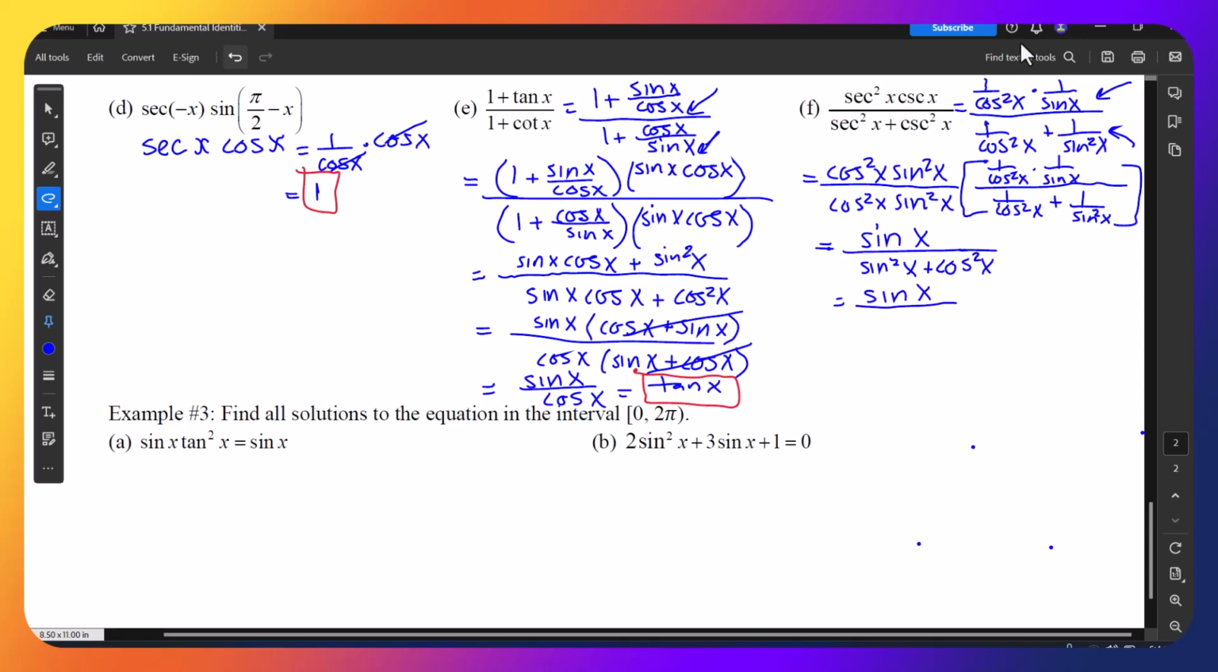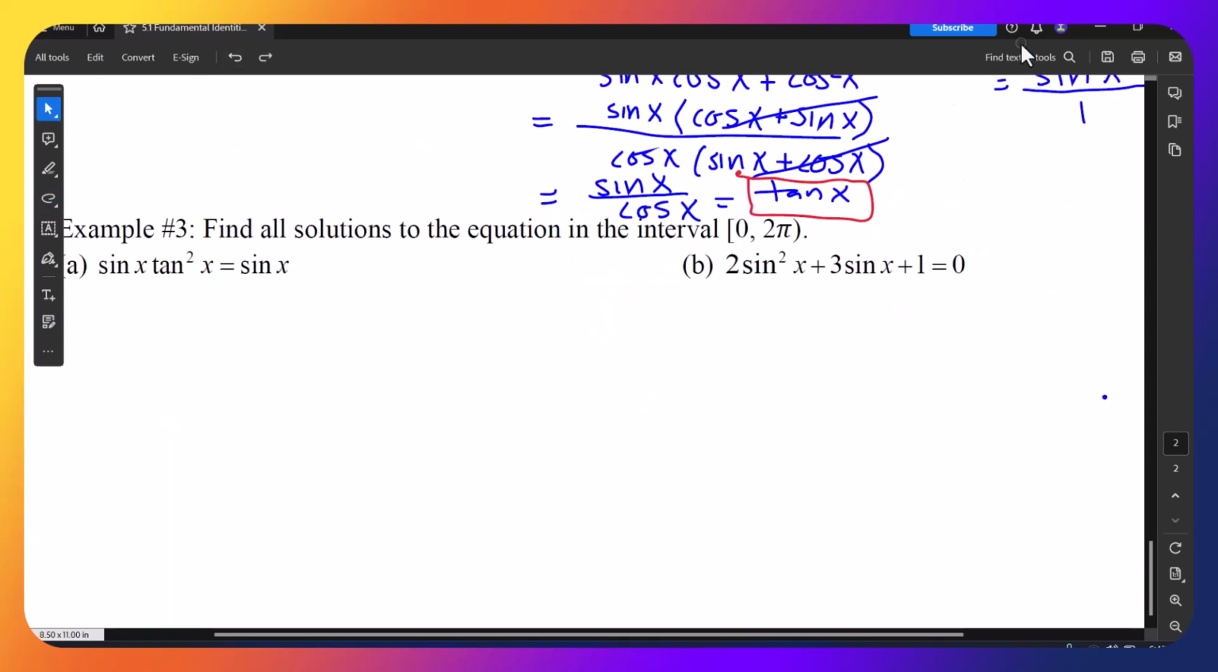Hopefully you recognize this is an identity. Sine squared plus cosine squared is equal to 1. That's the Pythagorean identity. And then anything divided by 1 is itself, sine of x. And this would be your final simplified answer.